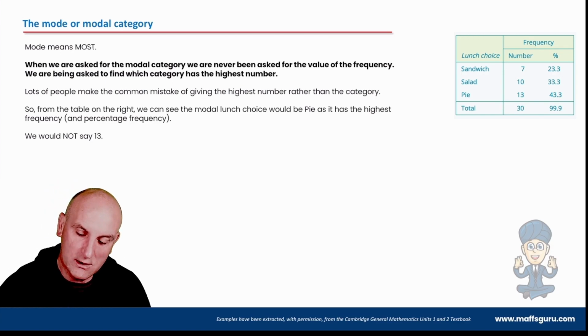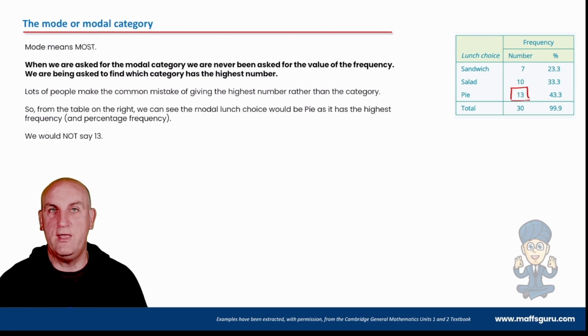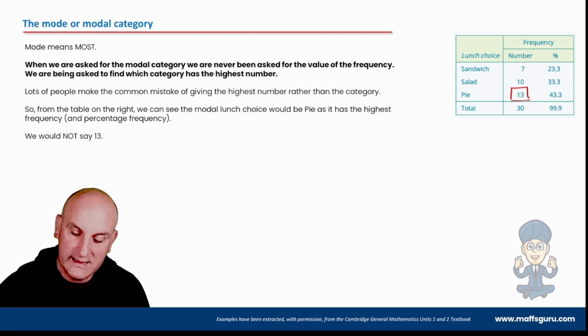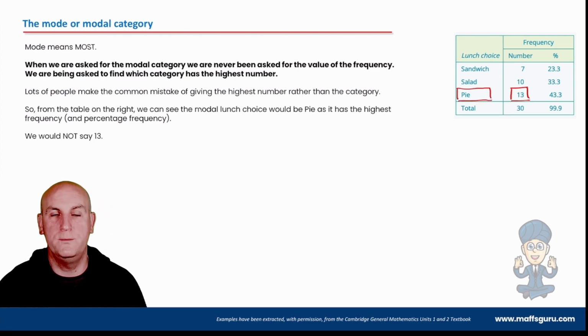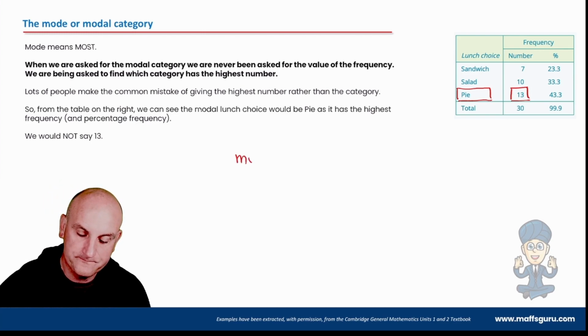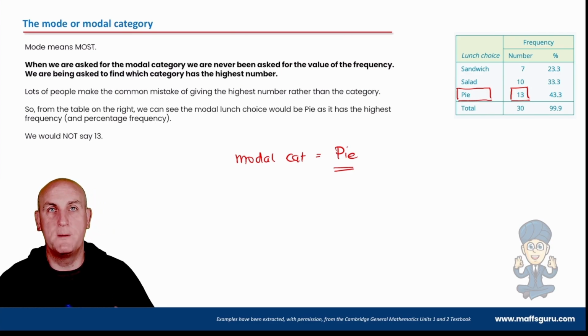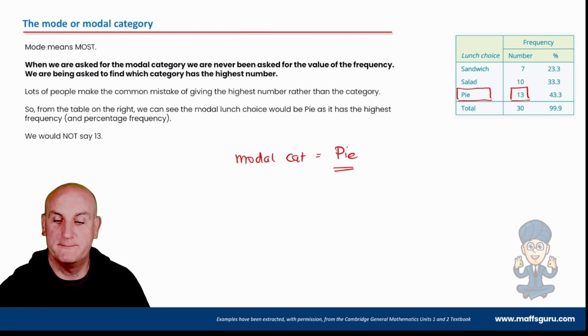So in this situation, my modal category for my data here wouldn't be 13, but that 13 tells me that the category, which is the word or whatever I have in that column there, would be pie. So in that situation, I would say my modal category is equal to pie. There were the most pies, right? Most, mode, use that, right? So again, don't get tricked on this type of thing.